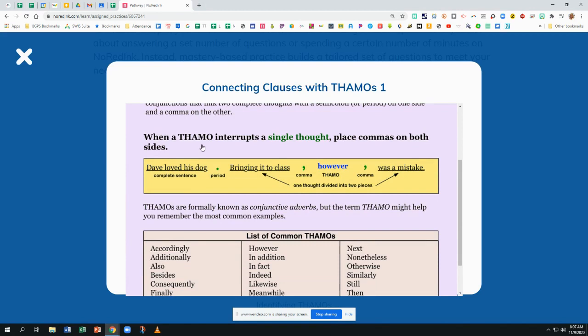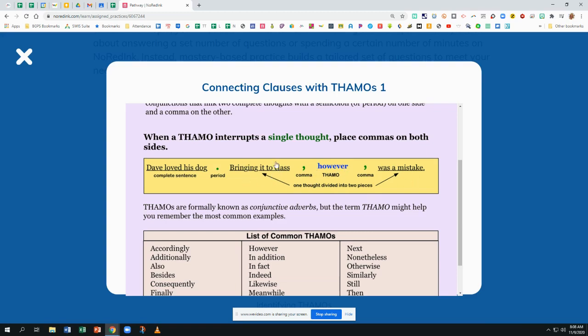Now, when a conjunctive adverb interrupts a single thought, you're going to place commas on both sides. So Dave loves his dog. Bringing it to class, however, was a mistake. One thought is divided here. Bringing it to class was a mistake is one thought. It's not two separate thoughts. So in this case, we're just going to put commas because you'd only use the semicolon when you are separating two complete thoughts, whereas this one is in the middle of one thought.